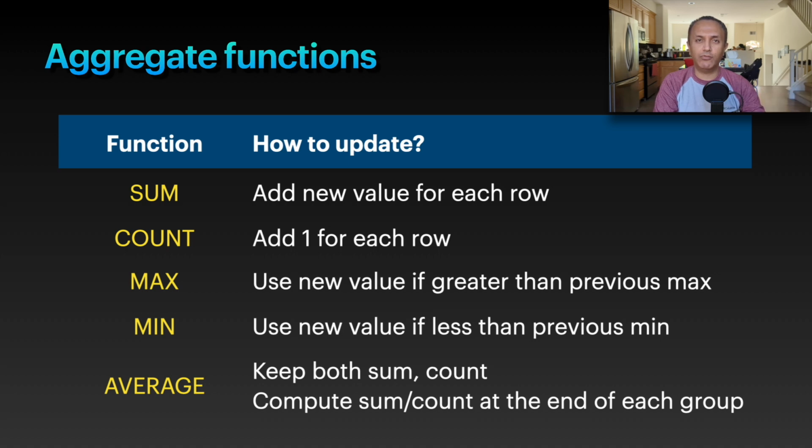So every time you find a new row, you add the new value to the sum and you increment the count by 1. And then when you reach the end of the group, or when you go to the new group and you want to output the data, then you make the division. You divide the sum by the count and you output that as the average.